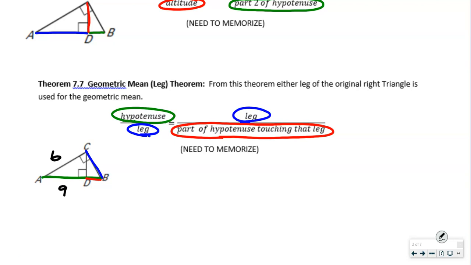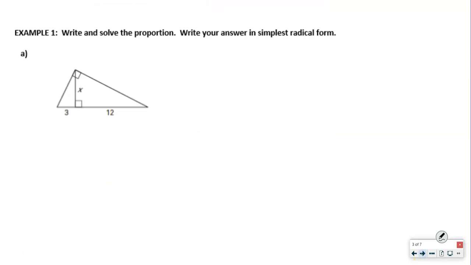And then it will always be the part of the hypotenuse touching that leg. So with using 6 and 9, then I would use AD as my part of the hypotenuse touching the leg. So you just need to keep that in mind too. Look at the values that are given to you to help you decide which leg or part of hypotenuse touching the leg that you use.